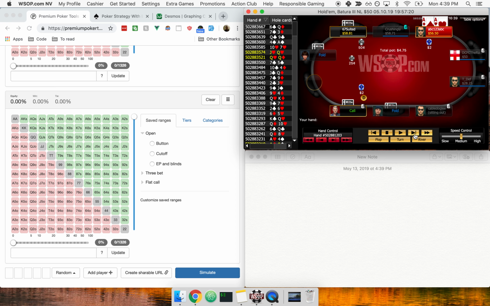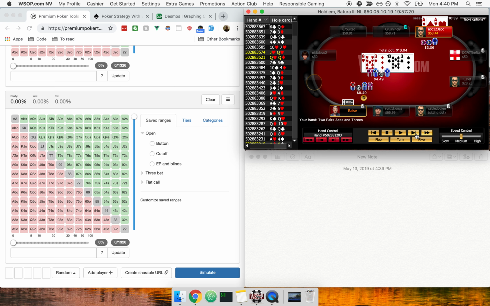I open from early position, get a call from the button, flop comes 10, 9, 3, rainbow. I decide to check, and he checks behind. Then the turn comes a 3 of spades, and I lead out, and he raises me, and I call. Then the river comes a jack of clubs, and I really don't like this card, so I decide to check, and he bets out for $15.